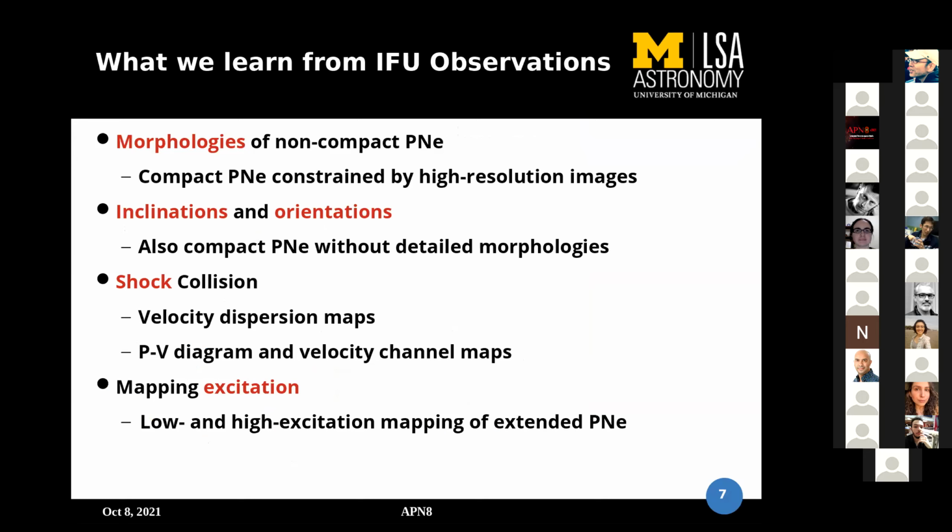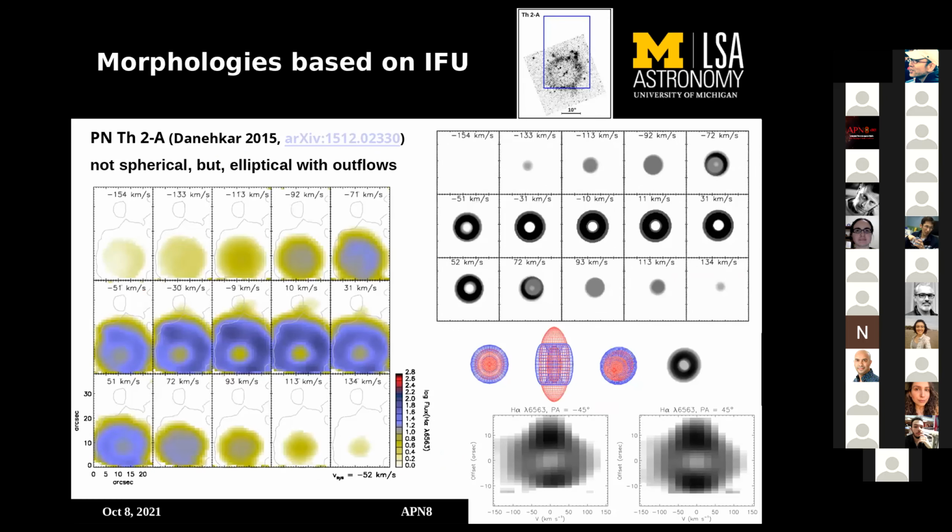In my talk, I will explain what we learn from IFU observations: how we find the morphology of planetary nebulae using IFU observations, also for compact objects if high-resolution imaging is available. Also, without any detail, we can find the inclination and orientation, and we can also use the IFU to find shock excitation, mapping shock excitation regions.